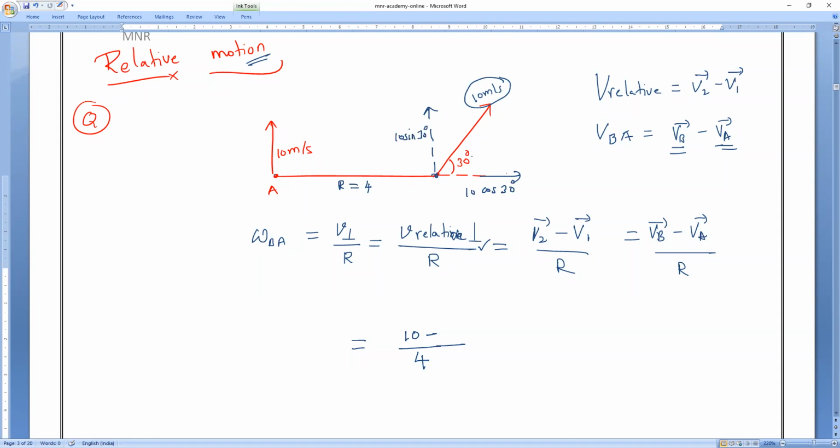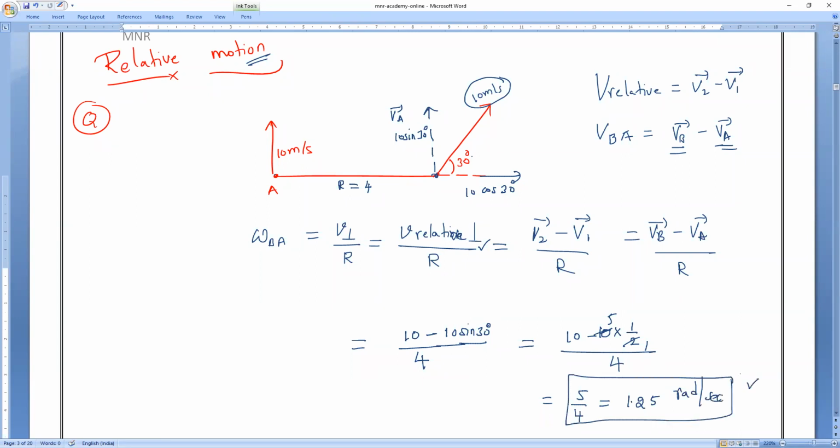So here VA means what will come? Perpendicular to VA. This is VA dash. So what will happen? How much will it come? 10 sin 30. Clear? 30 degree. So 10 minus, this is 10 into sin 30 value, 1 by 2, divided by 4. So 2 ones are 2, 2 fives are 10, 5 by 4. Equals 5 by 4. So what is the answer? 1.25 radians per second.